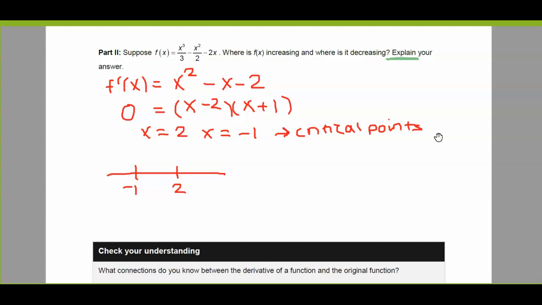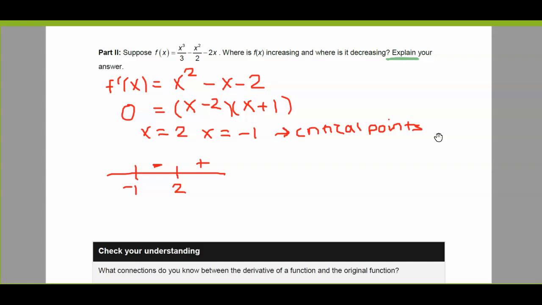So what's happening to the left of -1? What's happening between -1 and 2? What's happening beyond 2? So at 0, and that's just the easiest, 0 minus 2, it's negative. Bigger than 2 would be 3. So 3 minus 2 is 1, so that's positive. 3 plus 1 is 4. Positive, positive, positive becomes positive.